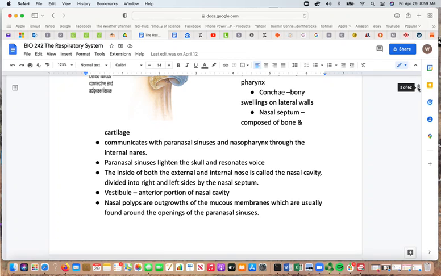We call both the internal and external nose part of the nasal cavity, and we just divide it into right and left portions with the nasal septum. The vestibule is your anterior portion of the nasal cavity, and nasal polyps are outgrowths of the mucous membranes. These are usually found in the openings of the paranasal sinuses.